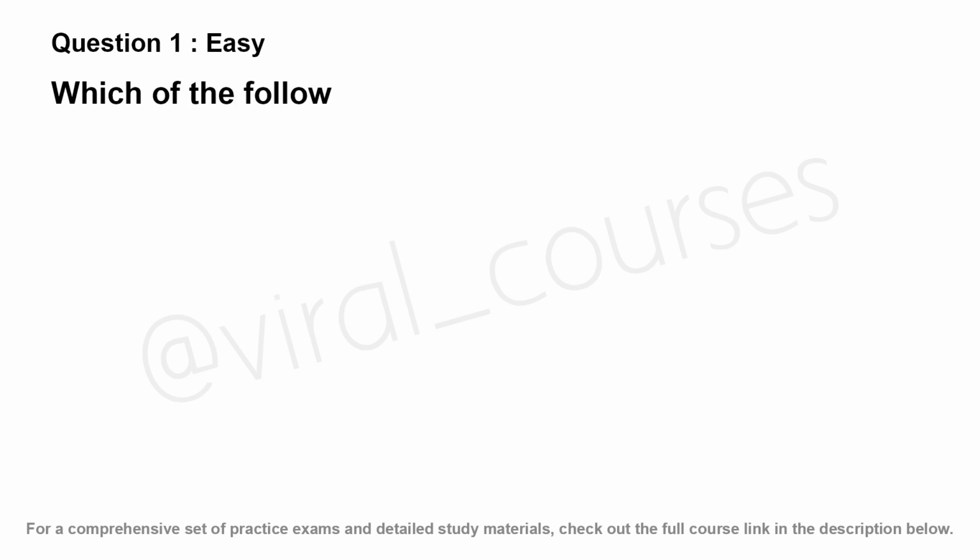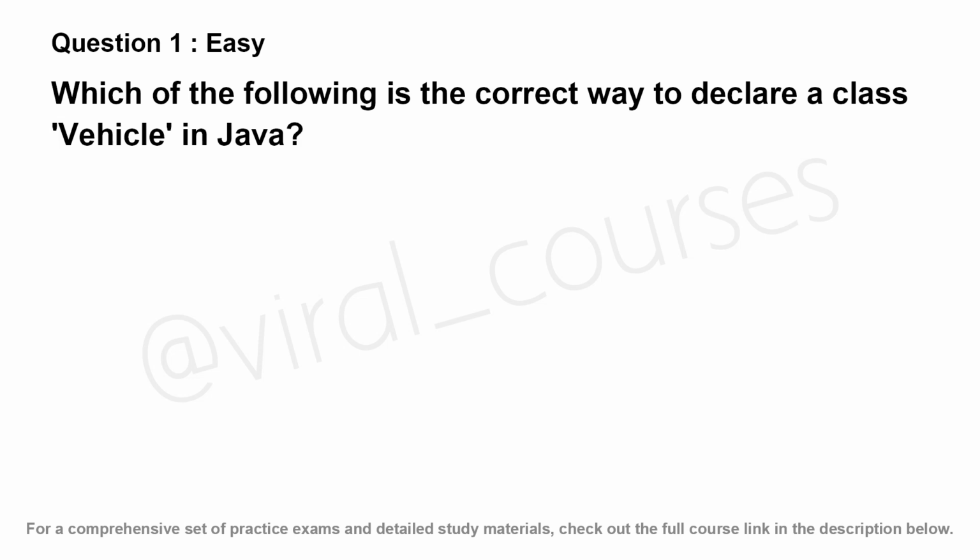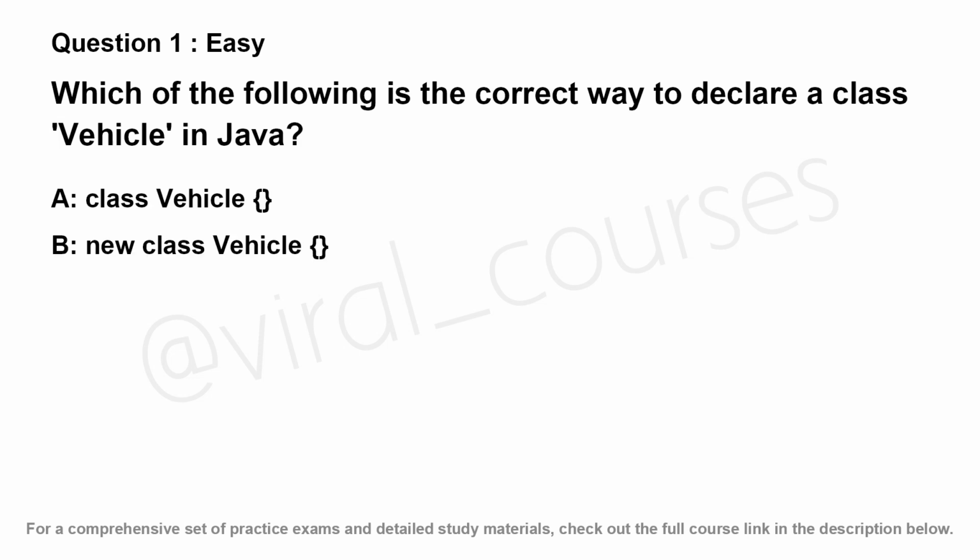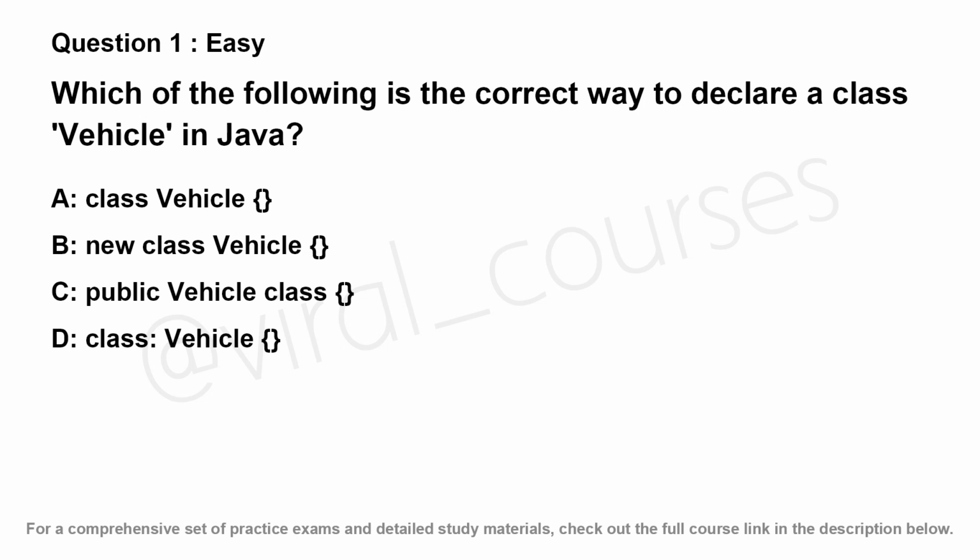Which of the following is the correct way to declare a class Vehicle in Java? Option A, class Vehicle. Option B, new class Vehicle. Option C, public Vehicle class. Option D, class: Vehicle.